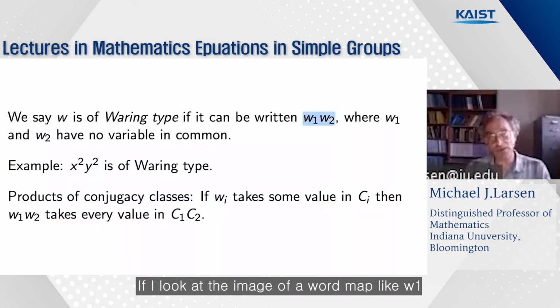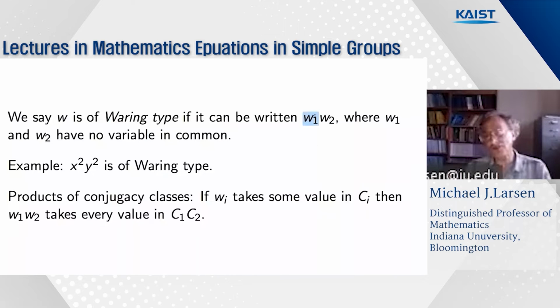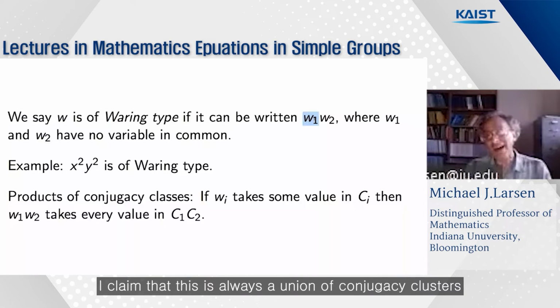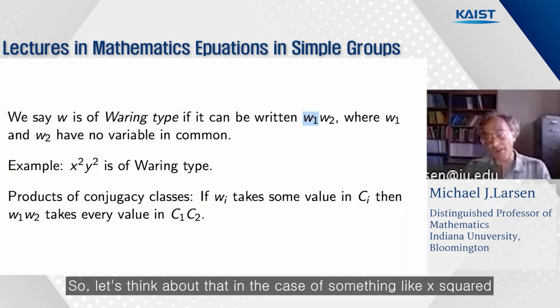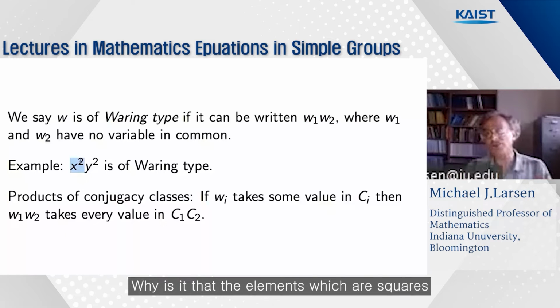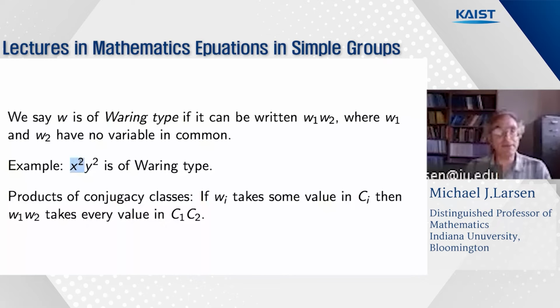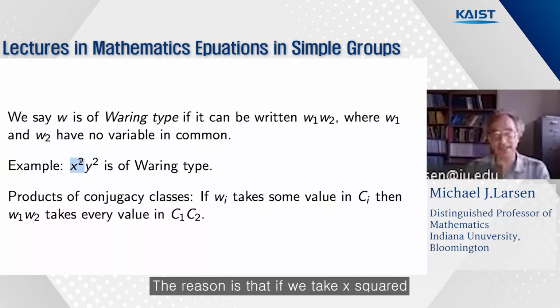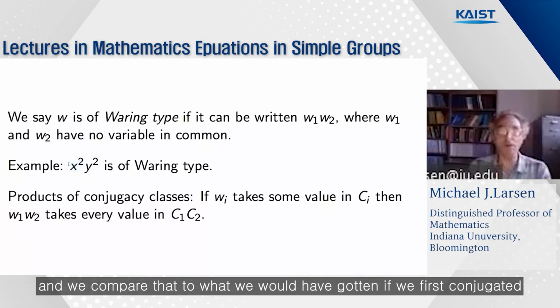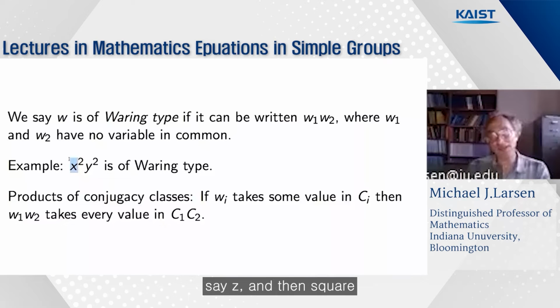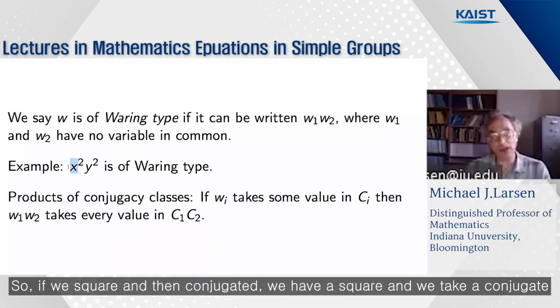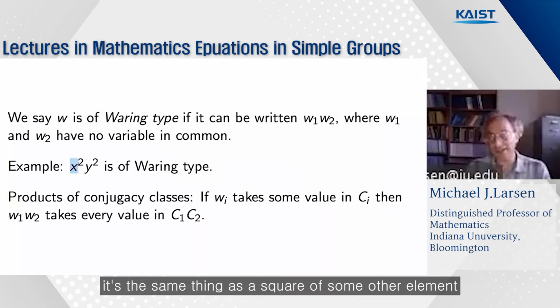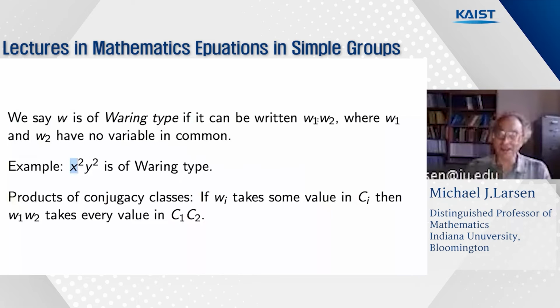If I look at the image of a word map, like W1, I claim that this is always a union of conjugacy classes. So let's think about that in the case of something like x squared. Why is it that the elements which are squares consist of a union of conjugacy classes? Why is it that if one element is square, all of its conjugates are square? The reason is that if we take x squared and we compare that to what we would have gotten if we first conjugated x by something, say z, and then square, it's the same thing as squaring and then conjugating. So if we square and then conjugate, if we have a square and we take a conjugate, it's the same thing as a square of some other element. And that would be true in general for any word.